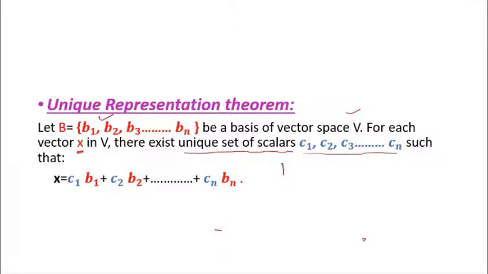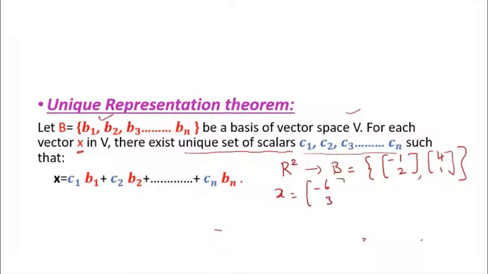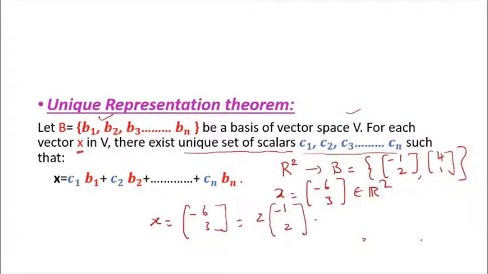Suppose I have the vector space R2 and I have one basis for R2 with the vectors minus 1, 2 and 4, 1. Then let me take a vector x equal to minus 6, 3 belonging to R2. Then I can write minus 6, 3 is equal to 2 into minus 1, 2 plus minus 1 into 4, 1. So here, whatever the scalars I use, 2 and minus 1.